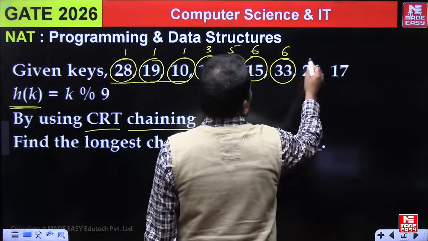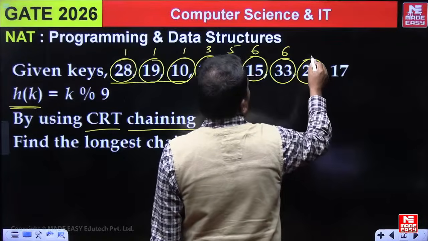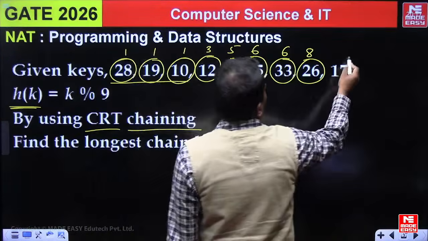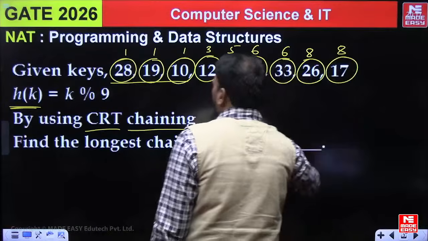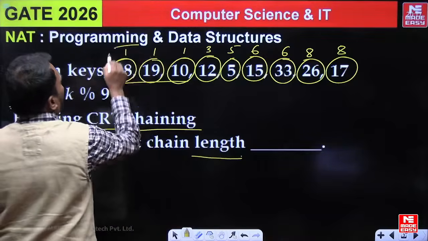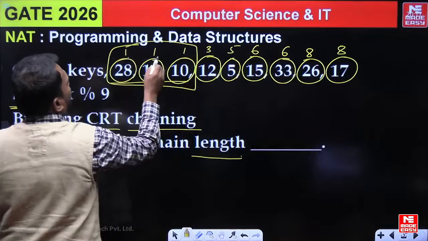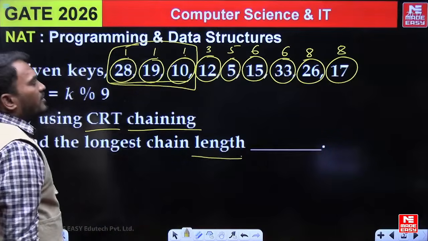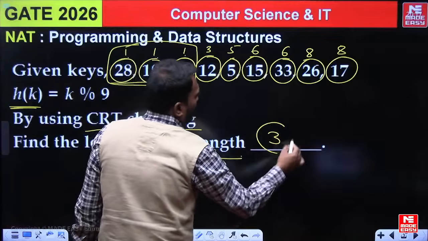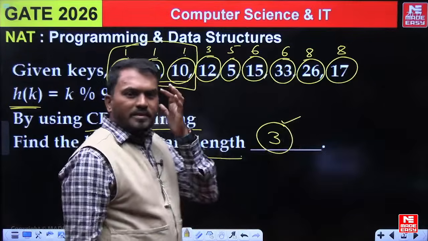Just correct me if I am wrong. And 26 mod 9 is 8, I think. Correct. And 17 mod 9 is also 8. So the longest chain possible: see, this is the longest chain possible, 1 1 1. So all 3 are mapping to the same slot. Longest chain length possible is 3. Is it a right question? Just give me the comment.